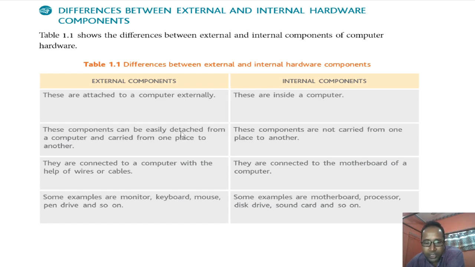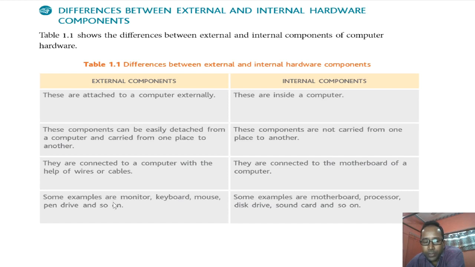External components can be easily detached from the computer and carried from one place to another, which is not possible for internal components because they are placed inside the system unit. So you cannot easily take out internal components to carry from one place to another. The external components are connected to the motherboard with the help of wires or cables, sometimes wirelessly. And the internal components are directly connected to the motherboard.